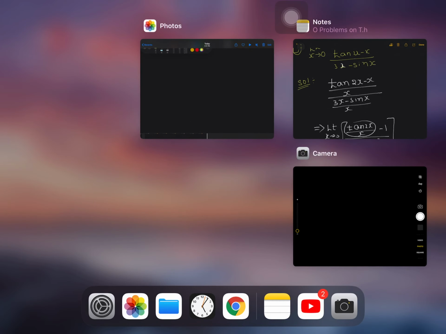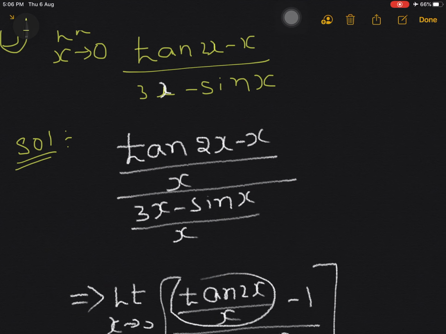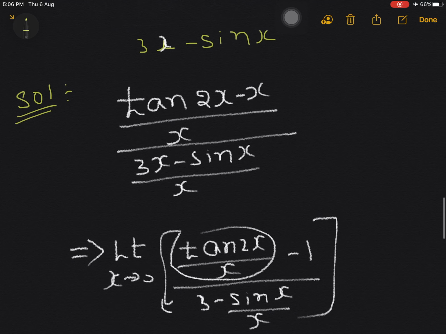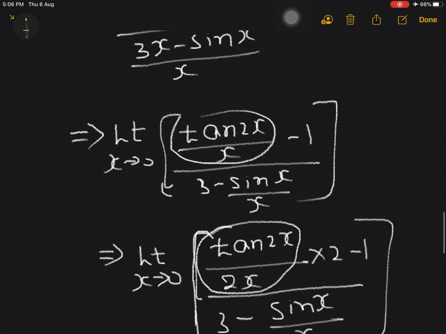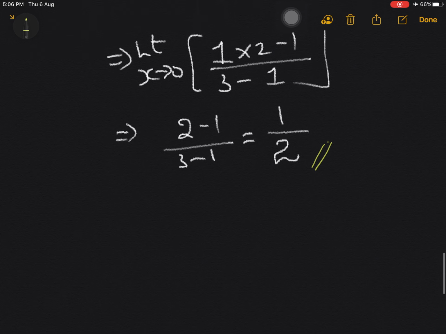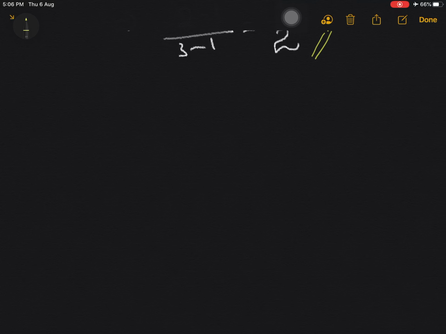Okay, the simple thing we have to do is bring any given question into the form of the standard results. We have only 2 standard results. If we can bring the problem into the form of standard results, we can do it easily.